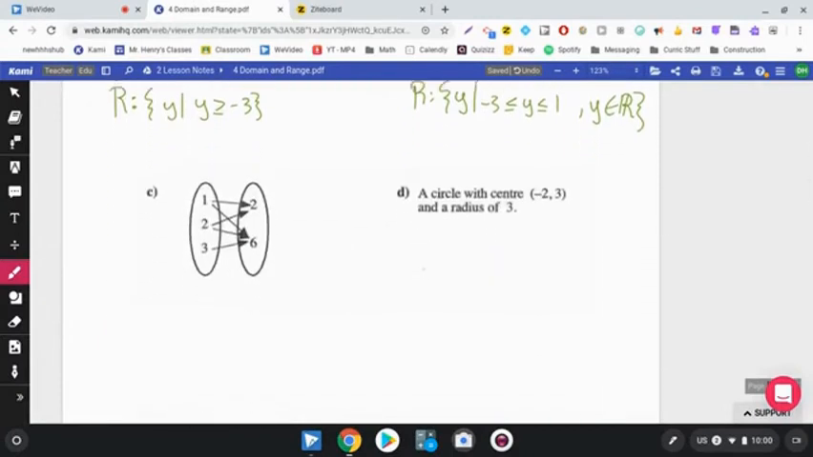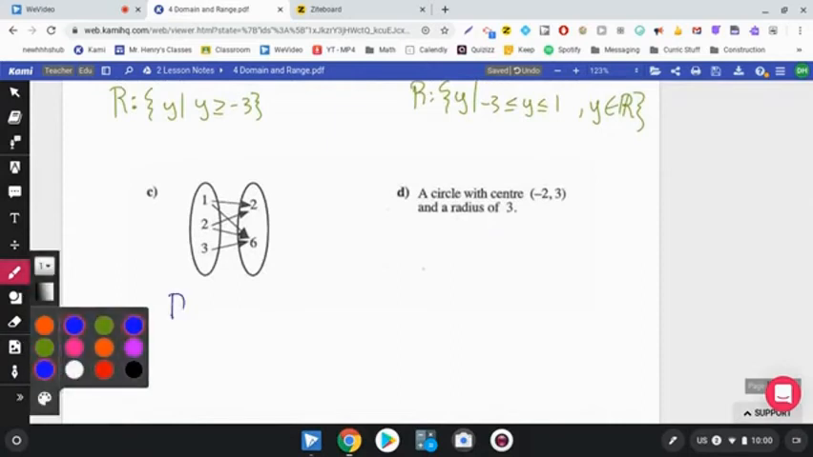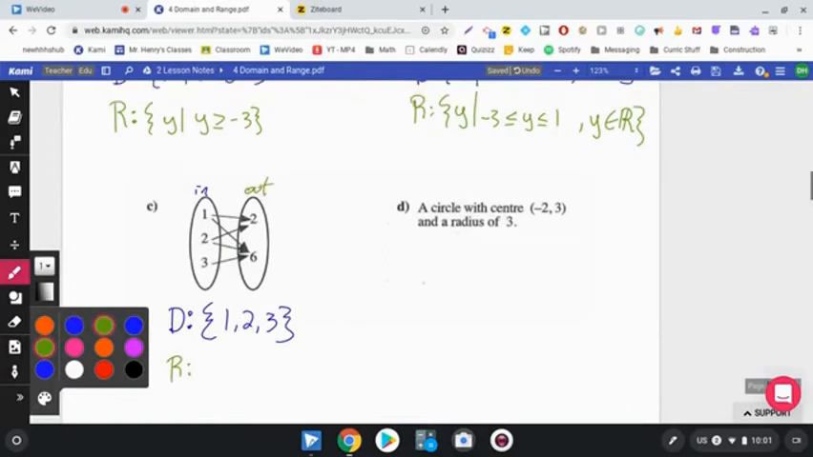Okay. Arrow diagram. This is the easiest one. Because all of my inputs, that makes up the domain. So 1, 2, 3. Those are my inputs. I just list them. And range, 2 and 6. Well, those are my outputs. So I just list them. That's it. If I have ordered pairs or an arrow diagram or just points on a graph, just list the x values, list the y values. List the inputs, list the outputs. It's the easiest thing.